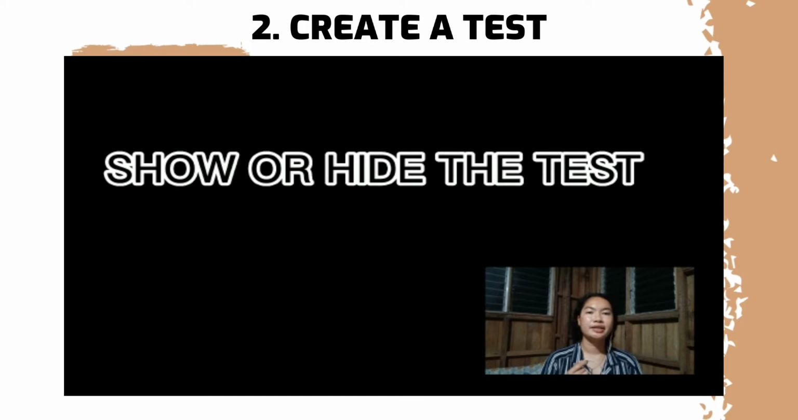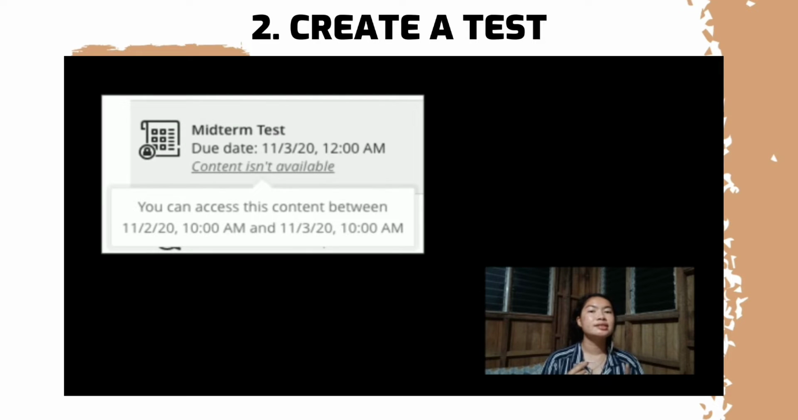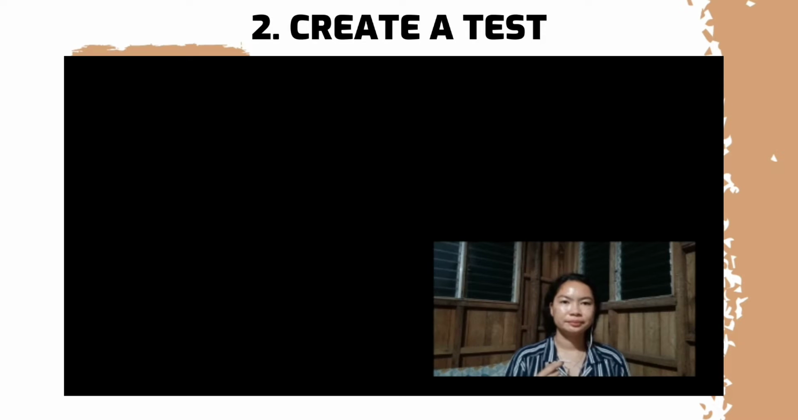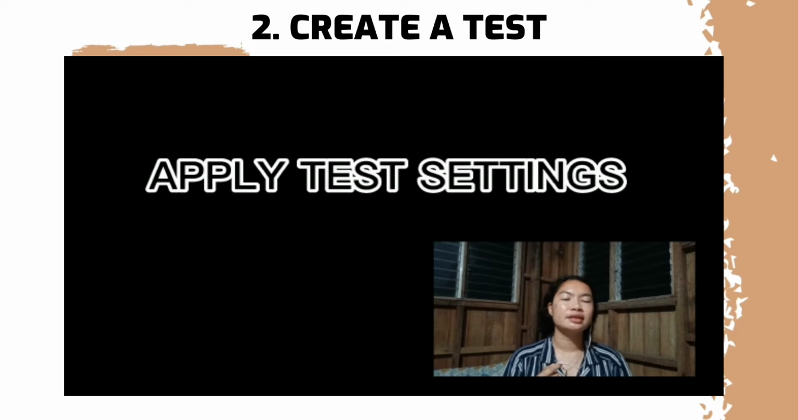Show or hide the test. The students can't see a test until you choose to show it. You can create all your content ahead of time and choose what you want the students to see based on your schedule. You can also set availability conditions based on date, time, and performance on other items in the course gradebook.